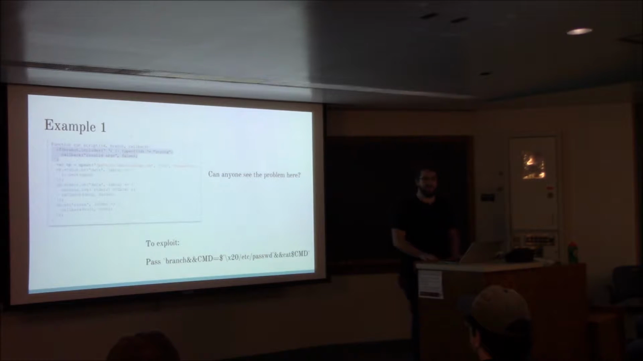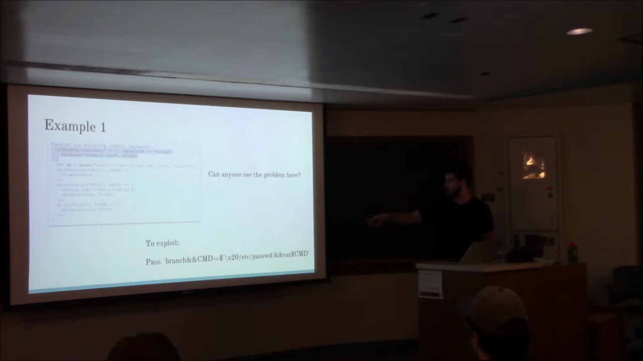So I'm still passing in the branch name and ending, so it does the thing it's supposed to. But you'll see the second bit there, CMD equals $ quote escaped 20 etc password and cat $CMD. If you're not familiar, the escaped 20 there is a space. So that's how I got past his rudimentary space sanitization. First we set a variable to command, and then we cat command, which essentially was catting etc password. Don't do this.